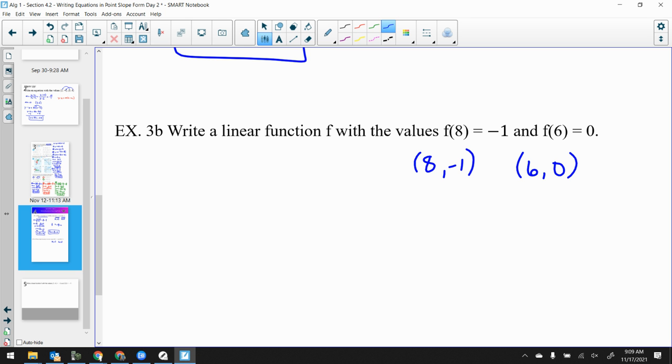Now, it's actually going to make it easier when we choose the x-intercept, and I'll show you in a second. m is going to be equal to 0 minus a negative 1 over 6 minus 8. 0 minus negative 1 over 6 minus 8. So this is a positive 1 over negative 2. So m is equal to negative 1/2.